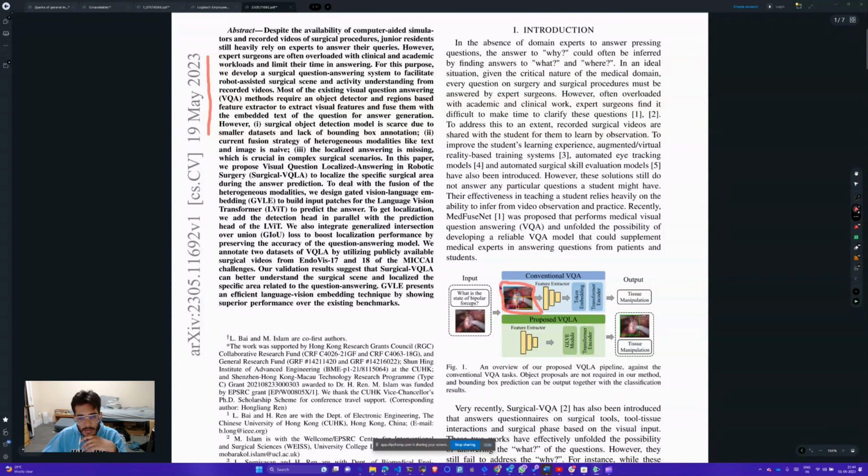So they're like, well, we don't need this, right? We don't need this here. Let's just take the question and the image, feed it to the feature extractor, and parallelly predict the bounding box and the output. Now, this gives us the answer to the what and the corresponding where. So the answer is localized.